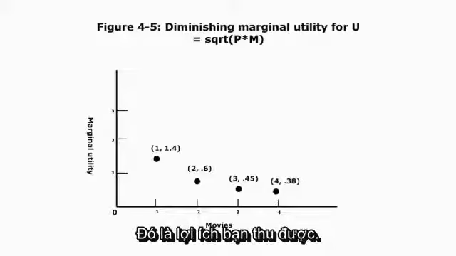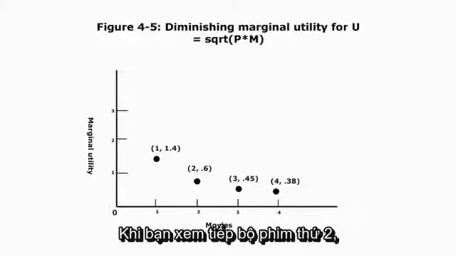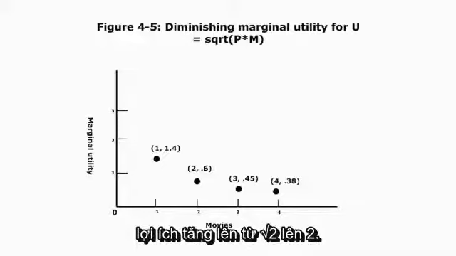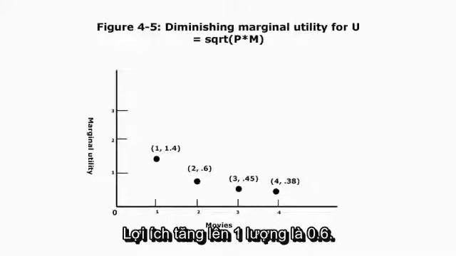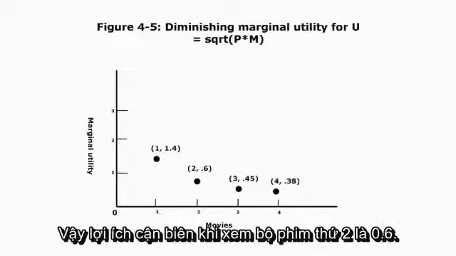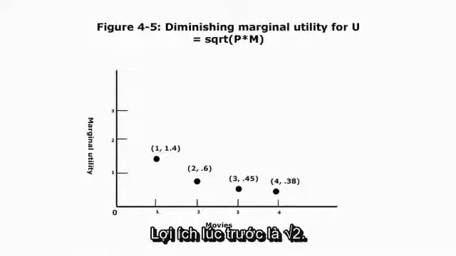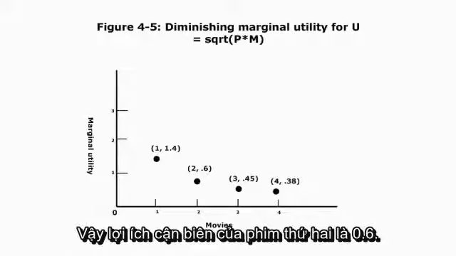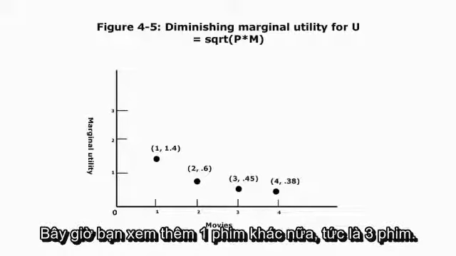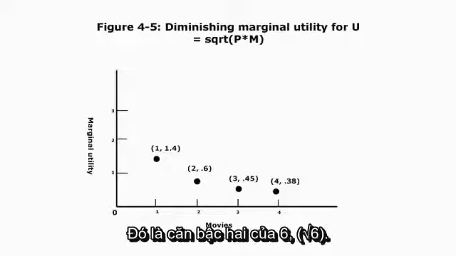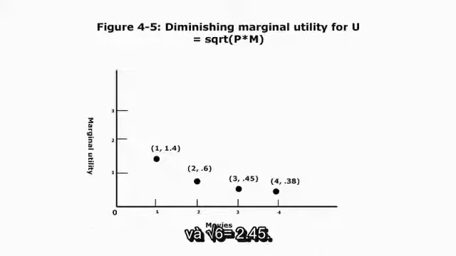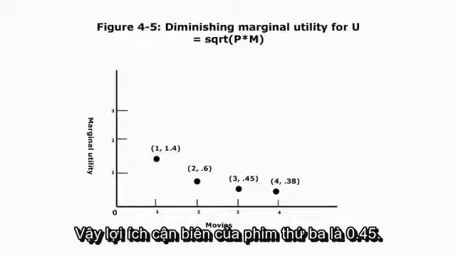Now, when you move from 1 movie to a second movie, your utility goes up from the square root of 2 to 2. Utility goes up by 0.6. So the marginal utility of that second movie is 0.6. Utility was 1.4, now it's increased to 2. Now let's say you add another movie. You go to 3 movies. What's your utility now? It's the square root of 6, which is 2.45. So the marginal utility of the third movie is 0.45.